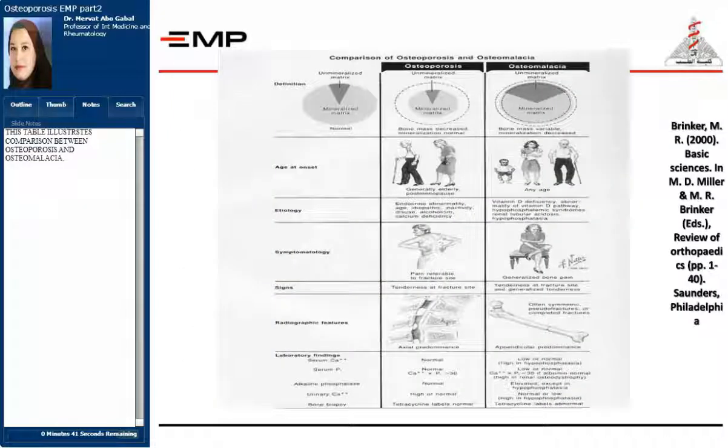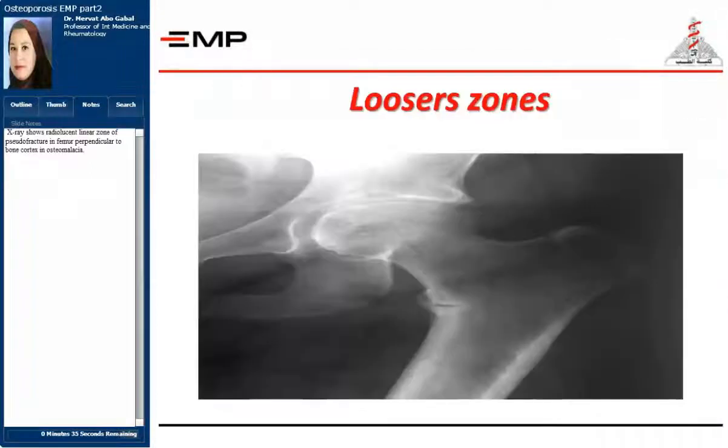This table illustrates comparison between osteoporosis and osteomalacia. Please have a look. This X-ray shows a radiolucent linear zone of pseudofracture in the femur, perpendicular to bone cortex, in osteomalacia.